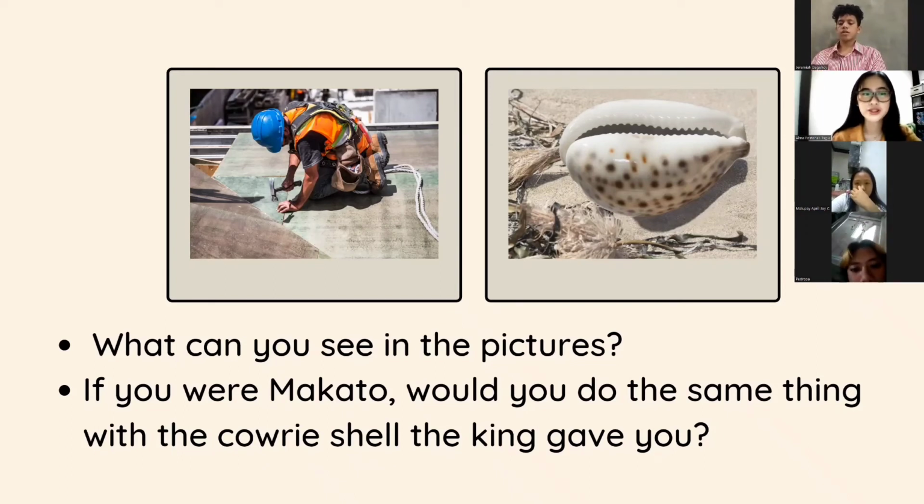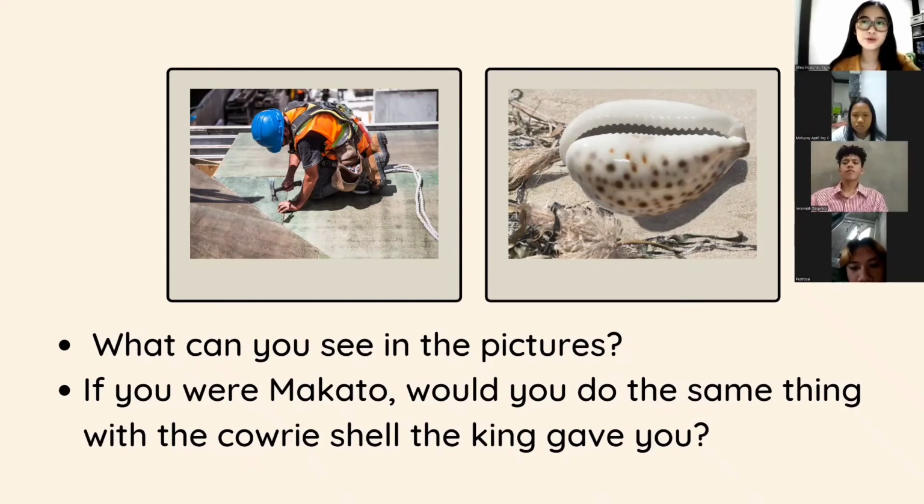So very good. Another question is, if you were Makato, would you do the same thing with the cowrie shell the king gave you? Say for example, you are the main character of this story, and the king gave you a cowrie shell. Would you do the same thing? Would you go to the market and buy seeds out of that one cowrie shell? Anyone? Yes or no? Or maybe?